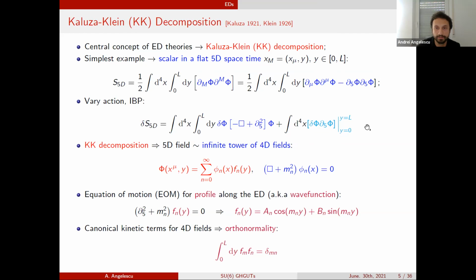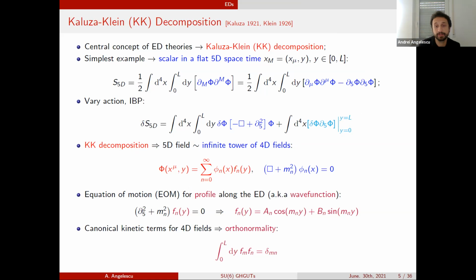In order to deal with this Lagrangian, one does the so-called Kaluza-Klein decomposition, which is nothing else than some sort of separation of variables, where you write down your 5D field as an infinite sum over 4D fields, each of them carrying y dependence, which is usually called the profile, or the wave function, and it describes how each field is localized along the extra dimension.